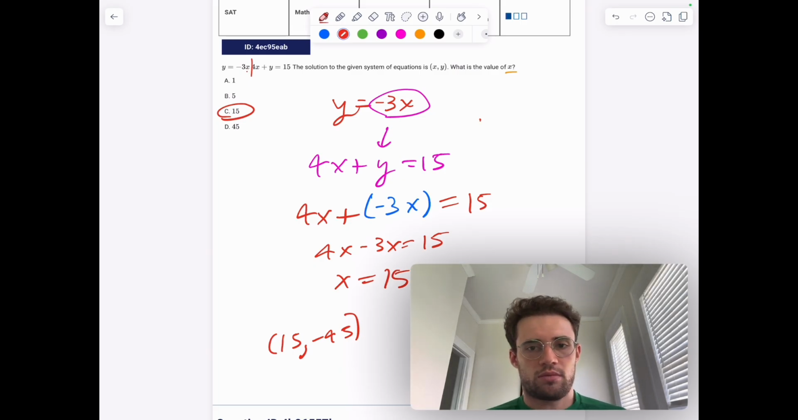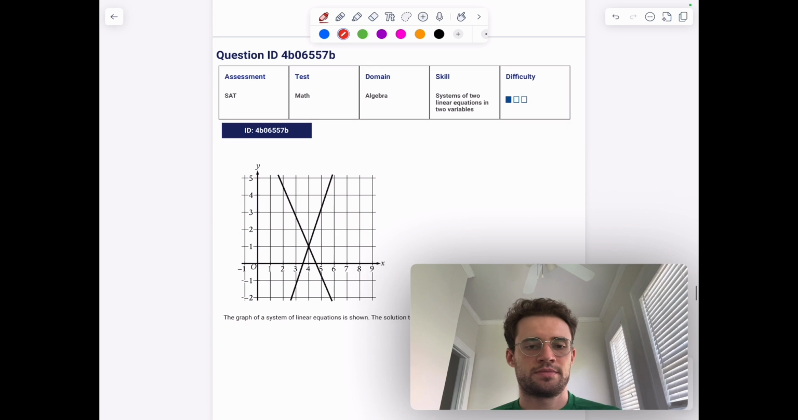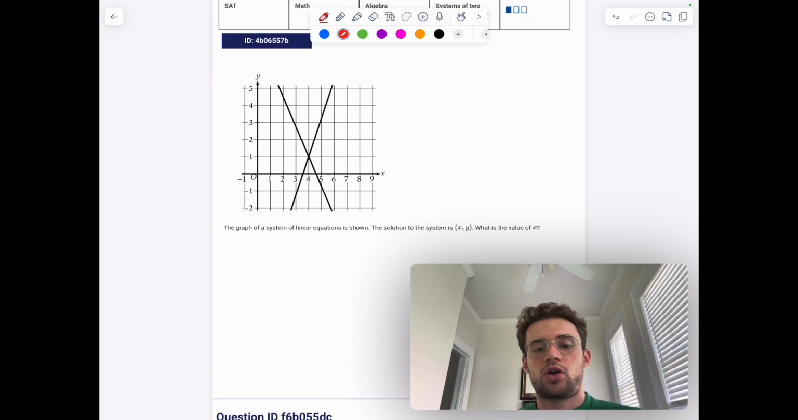So we'd say 4 times 15 plus negative 45 should be equal to 15. 4 times 15 is 60. 60 minus 45 is in fact equal to 15. So that checks out.